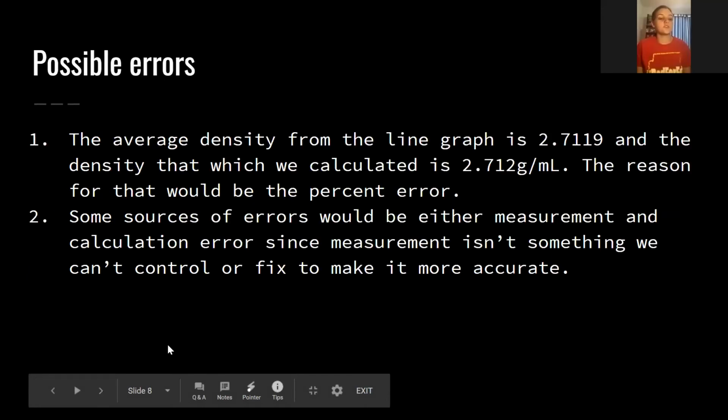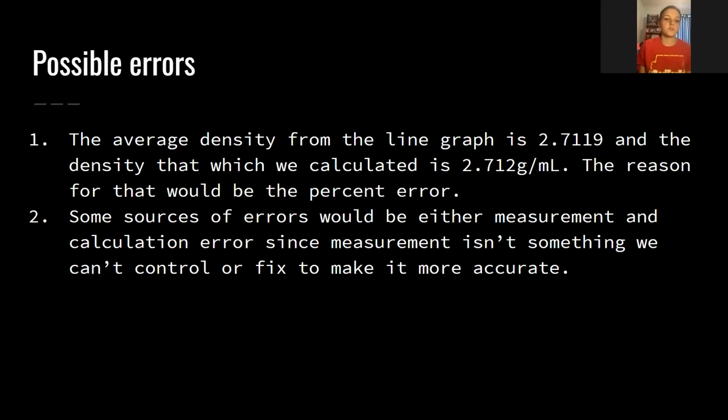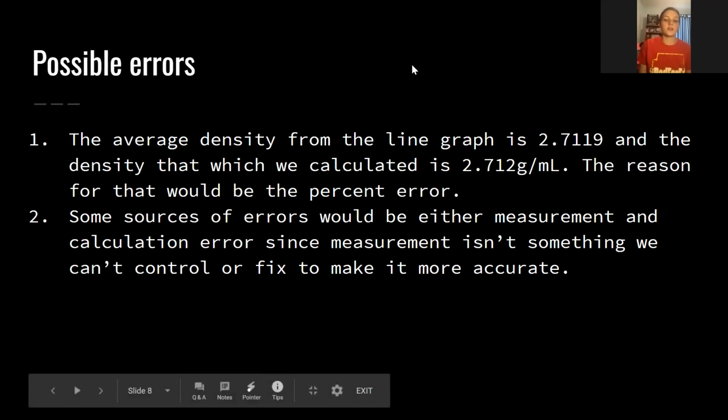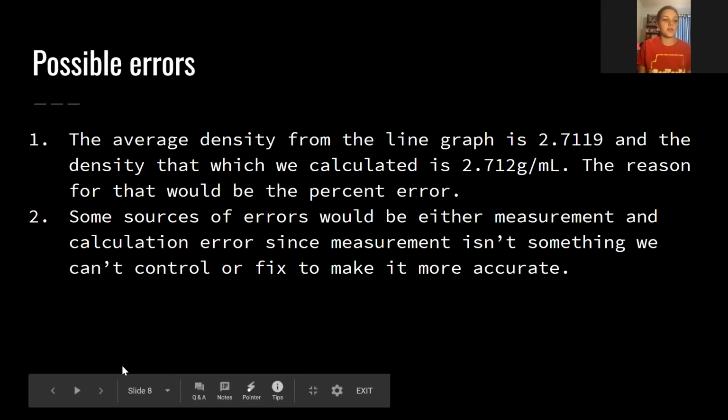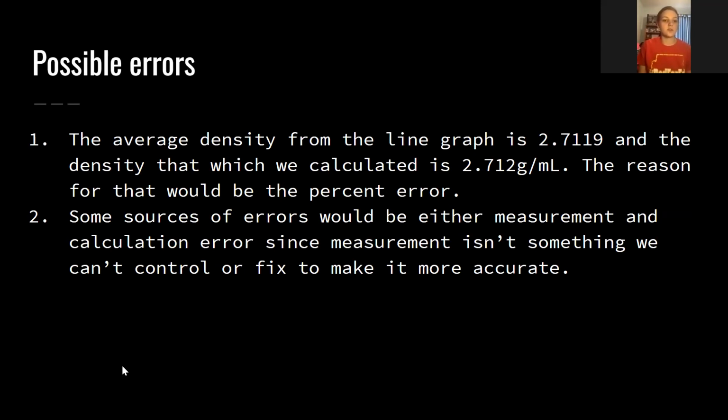And then I got to do the first two bottom questions, and I started off by saying the average density for the line graph is 2.7119, and the density which we calculated is 2.712. As you can see, they are slightly different, but that is mostly due to the percent error. Some sources of error could be measurement and calculation error, since measurement isn't something we can control or fix to make it more accurate.